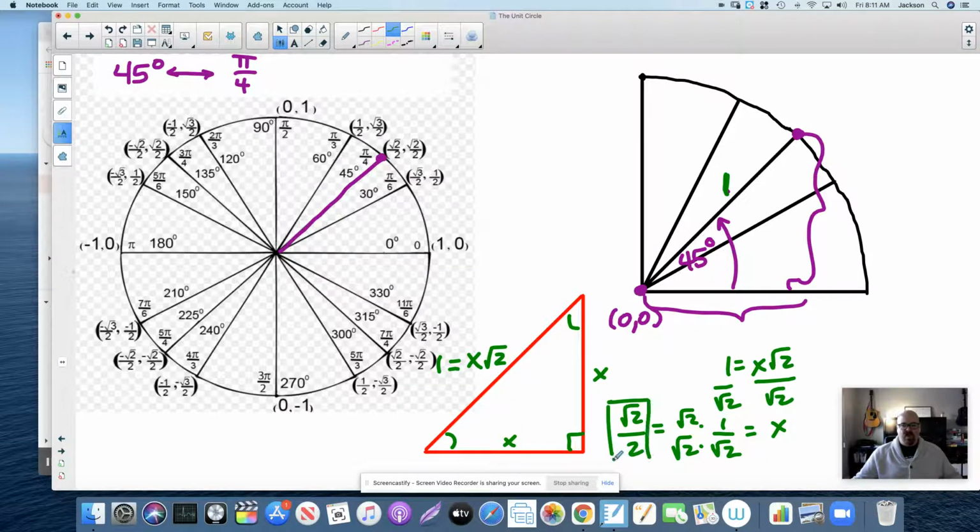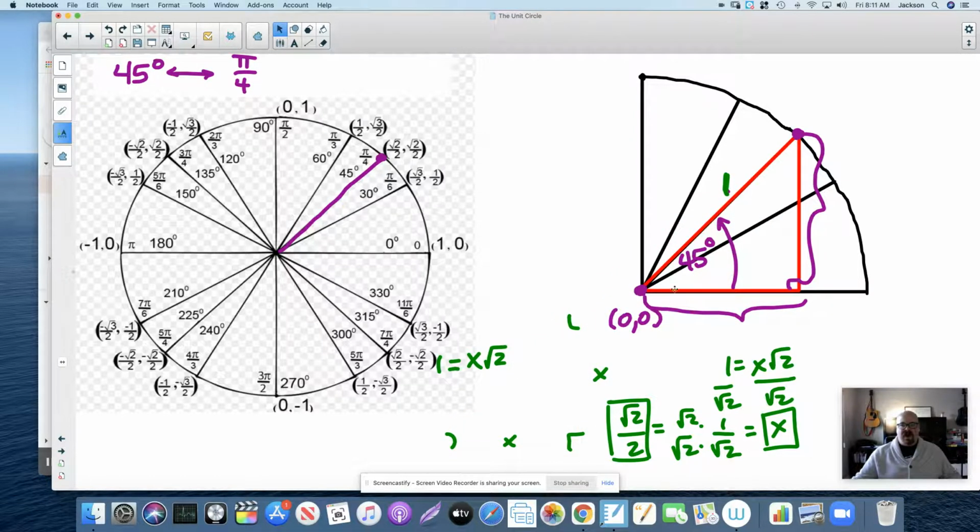So what we're saying is that the value of x is radical 2 over 2. That's this distance and this distance. So when we bring that triangle back, this distance is radical 2 over 2. This distance is radical 2 over 2. So the coordinates of this point are radical 2 over 2 and radical 2 over 2.